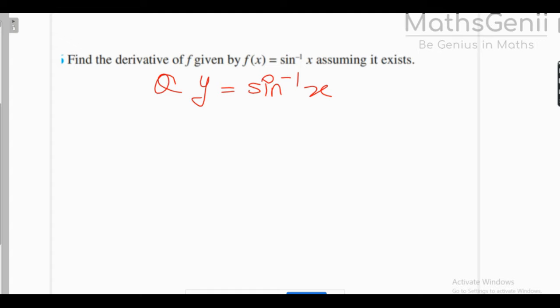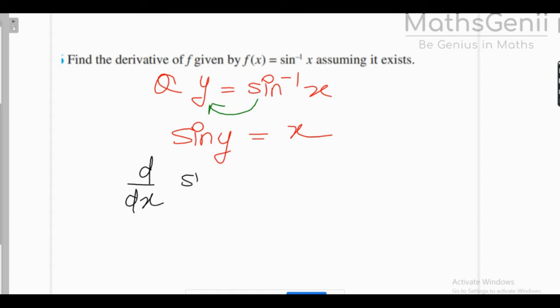Now, what I'll do is simply, pay careful attention, when this sine inverse goes that side, what will it become? Sine inverse going that side will become sine y, and here you will have x left. So inverse going that side becomes a normal term. Okay, now I will solve. Now pay careful attention again. Now we will take derivative. We are taking derivative with respect to x.